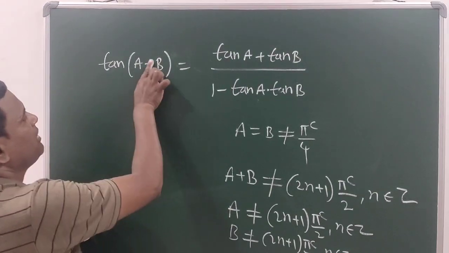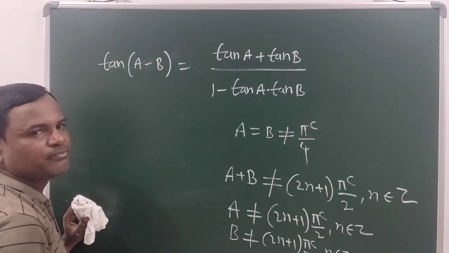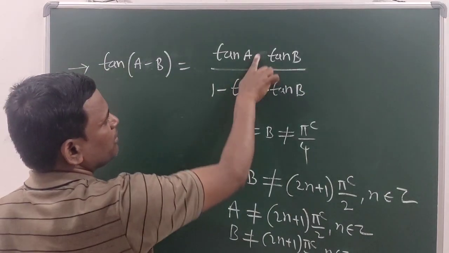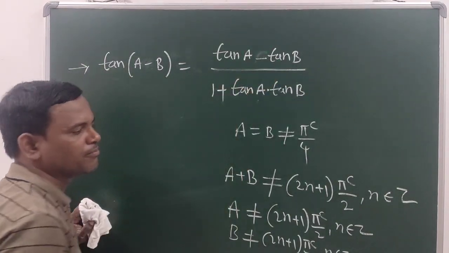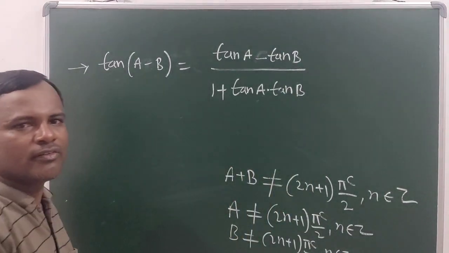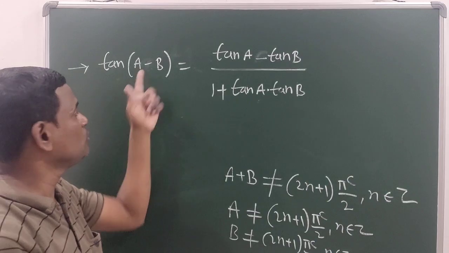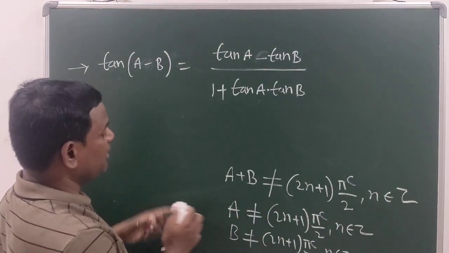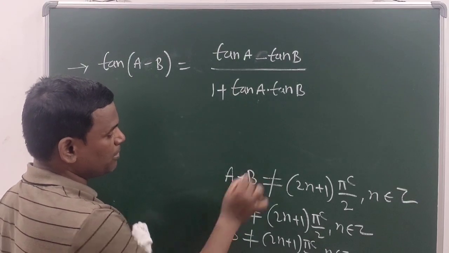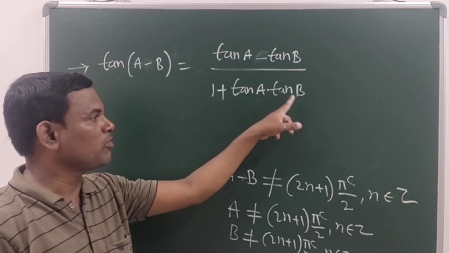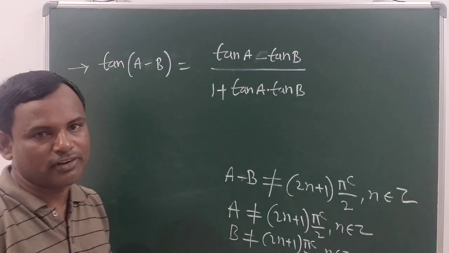Similarly, tan A minus B is given. See, so tan of A minus B is equal to, here minus will come, here plus will come. But here A and B can be 45. But here the difference should not be an odd multiple of 90, and also A should not be an odd multiple of 90, B should not be an odd multiple of 90.